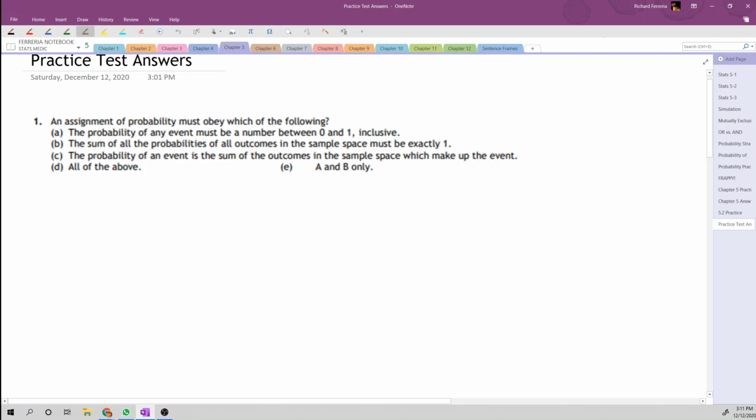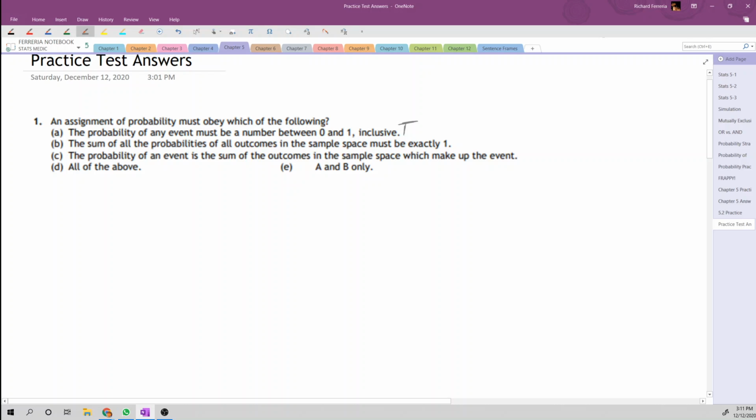So first of all, the probability of any event must be between 0 and 1 inclusive, and that is true. You can't have a probability that's negative. You can't have a probability that's greater than 1. So there's no bones about it. Number 1 has to be true.